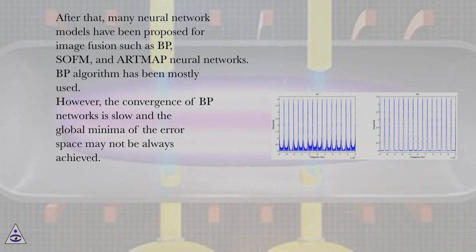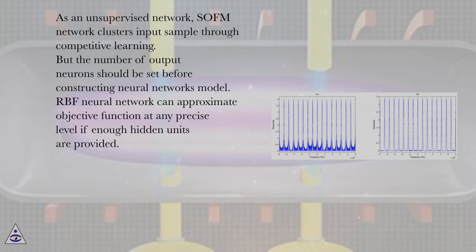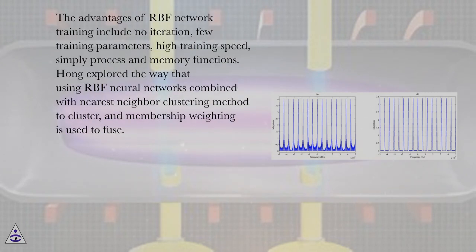The BP algorithm has been mostly used. However, the convergence of BP networks is slow and the global minima of the error space may not always be achieved. As an unsupervised network, the SOFM network clusters input samples through competitive learning. But the number of output neurons should be set before constructing the neural network model. An RBF neural network can approximate an objective function at any precise level if enough hidden units are provided. The advantages of RBF network training include no iteration, few training parameters, high training speed, simple process and memory functions.